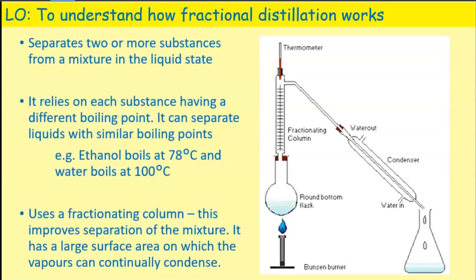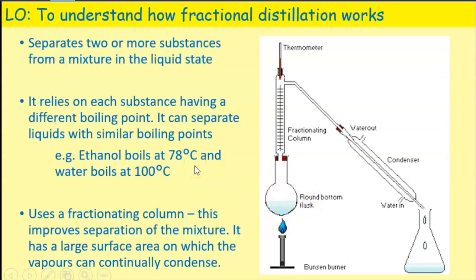So just as a quick summary, fractional distillation separates two or more substances from a mixture, so same as the simple distillation, and it does rely on them having different boiling points, so exactly the same. Apart from this time, we can separate liquids with very, very similar boiling points. For example, ethanol boils at 78 degrees Celsius, and water boils at 100 degrees Celsius. So if we heated it up, the ethanol would evaporate first, and it would go down the condenser, and we would get the ethanol in the conical flask, and the water should still be left in the round bottom flask.